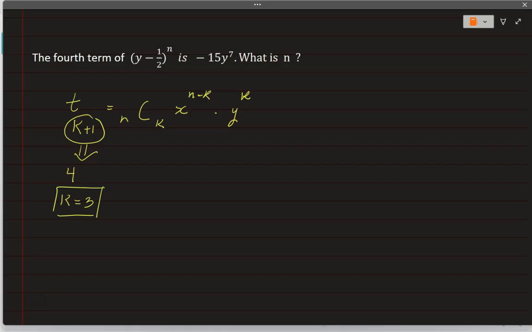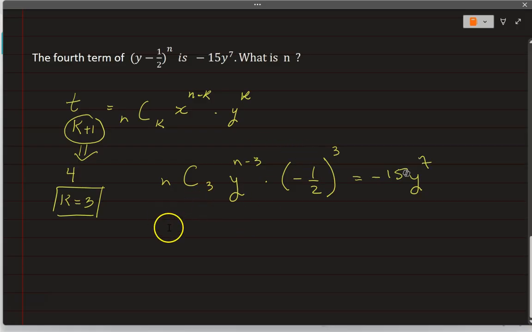So let's write it up. If that's the case, you will get n choose 3, because k is 3, and then you plug in the value for the first term. First term is y to the n minus 3 times negative 1/2 to the 3. That must equal to negative 15y to the 7th. Very nice. Now it's just a simple equation we're going to go ahead and solve. Okay, let's go ahead and do that.